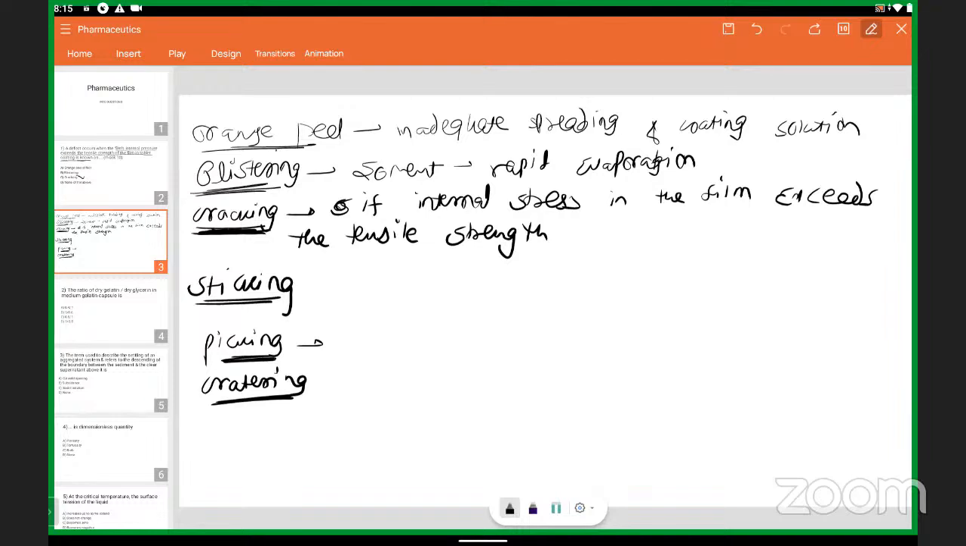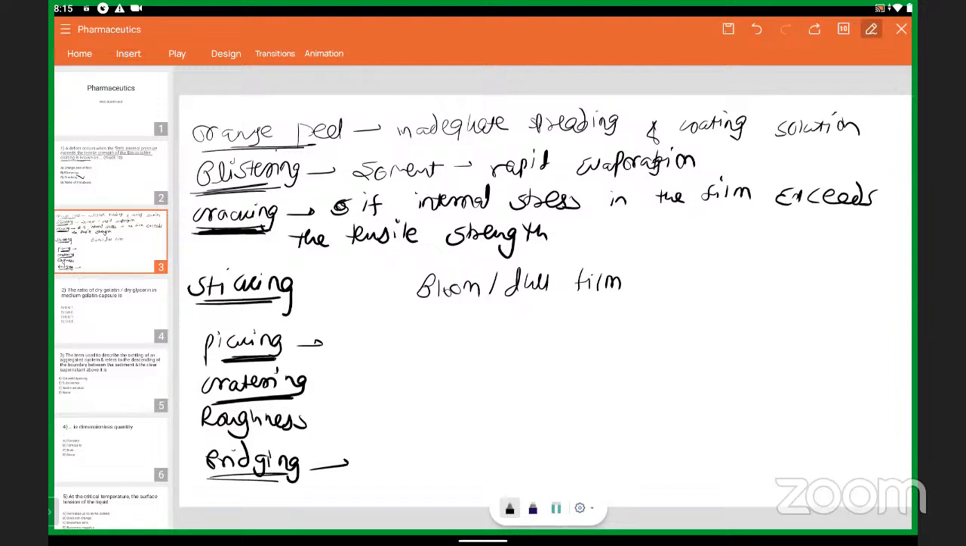Apart from that, roughness, which is because of the increase in pigment and polymer concentration. Then orange peel is all coated. Then bridging, that is a decrease in the plasticizer content. That is again one of the major defects. Then blistering we covered. Then dull film or bloom, which is with respect to high processing temperature. If our inlet temperature is higher, it can happen there. Then color variation: if there is improper mixing, an uneven spray pattern or insufficient coating, in that case color variation can be seen on the tablet's film coating.